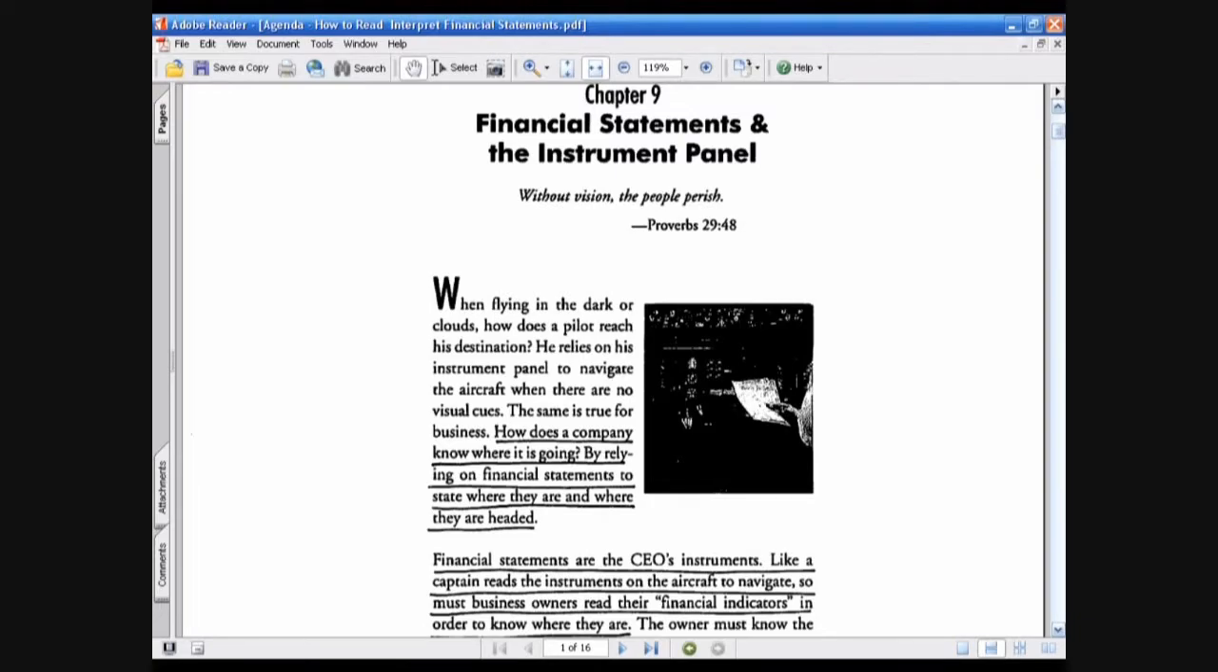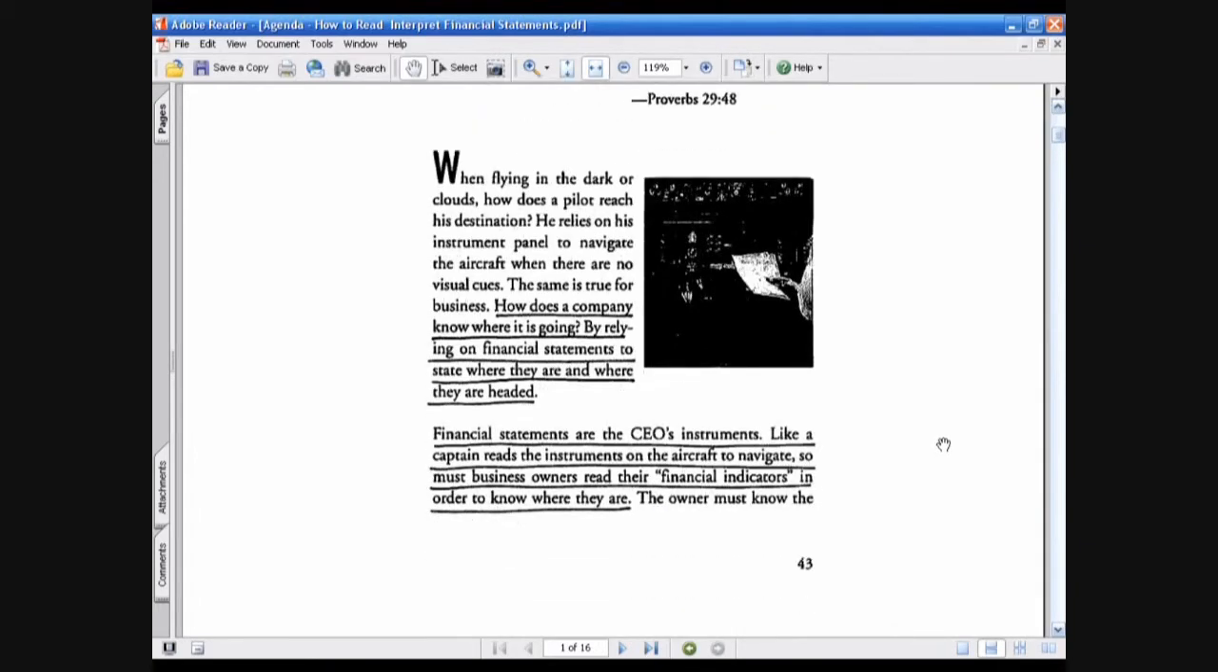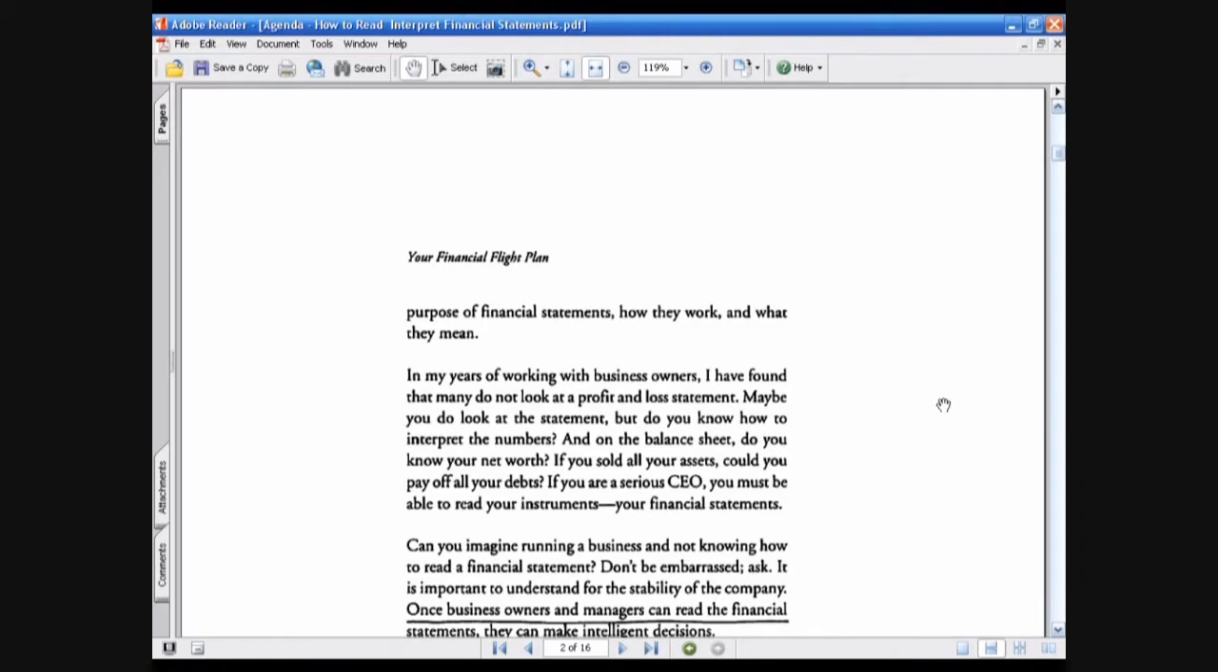When flying in the dark or the clouds, how does a pilot reach its destination? He relies on the instrument panel to navigate the aircraft when there are no visual cues. The same is true for a business. How does a company know where it is going? By relying on financial statements to state where they are and where they are headed. Financial statements are the CEO's instruments. Like a captain reads the instruments on an aircraft to navigate, so must business owners read their financial indicators in order to know where they are. Let me go to the next page here.